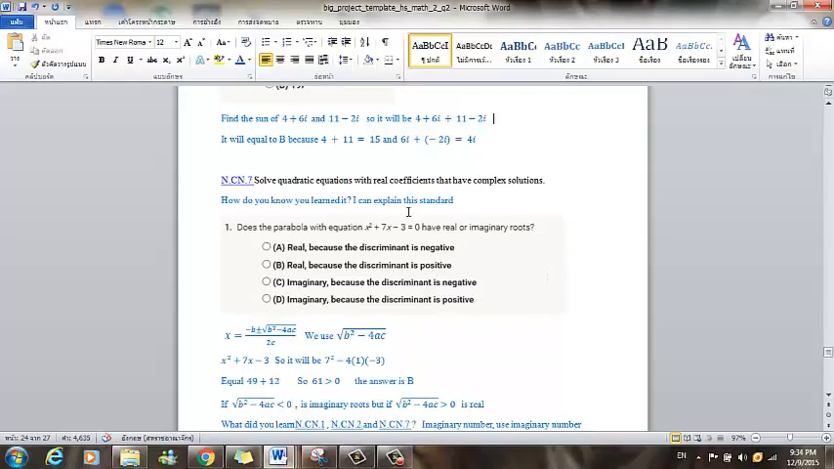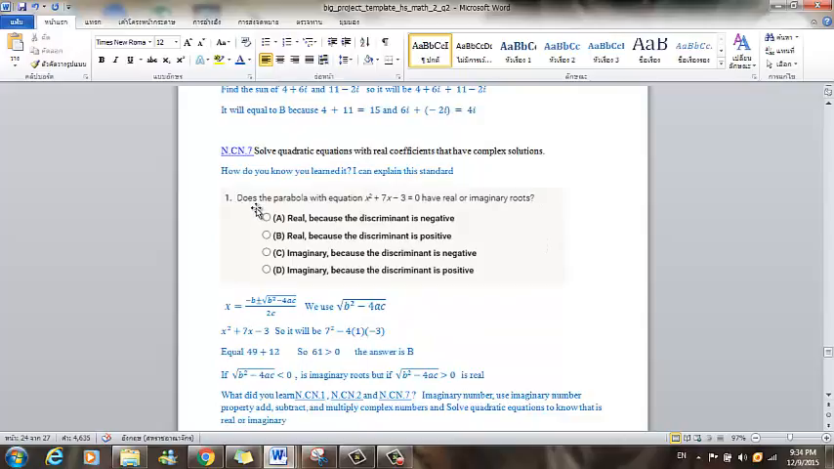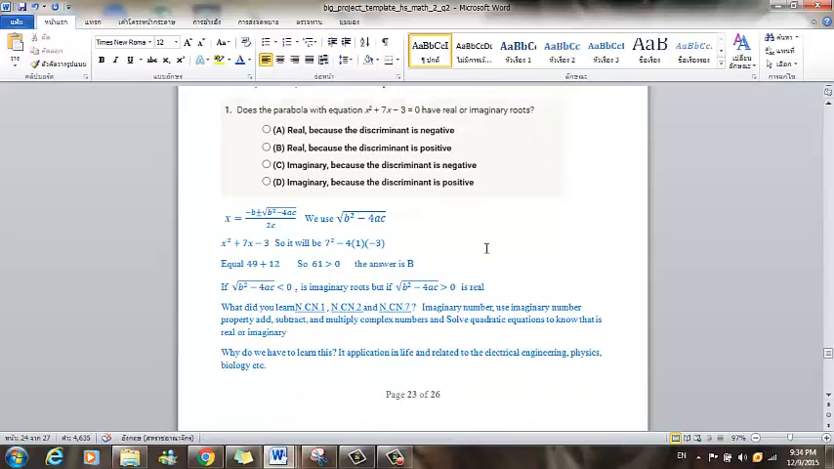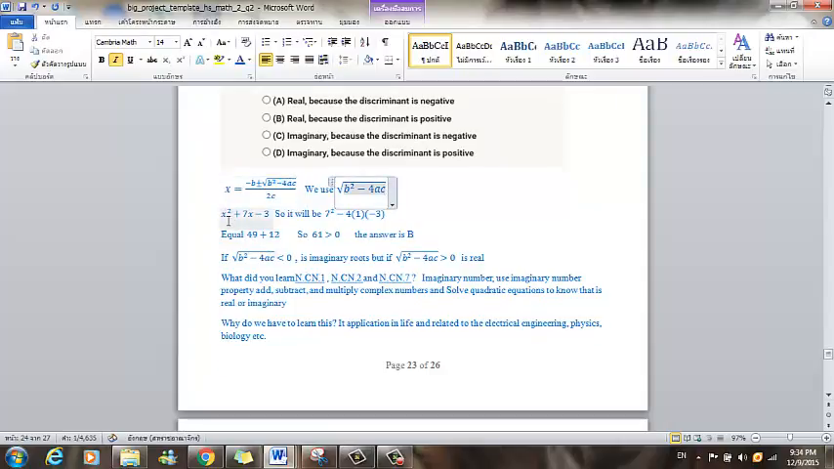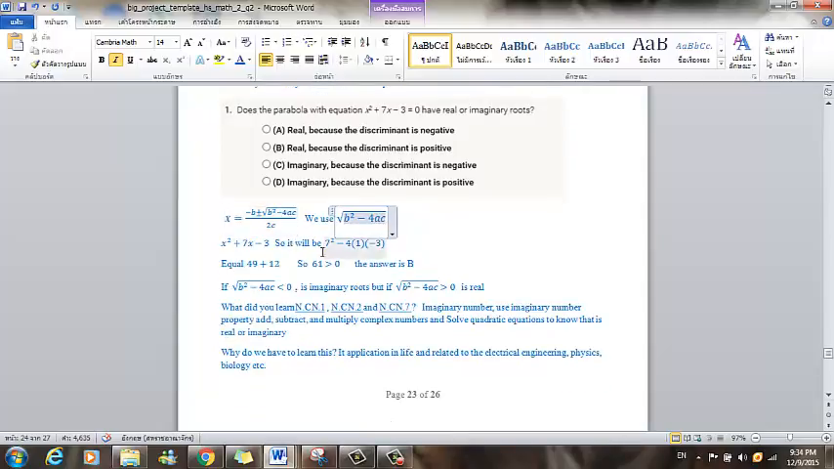For the next standard: does the parabola with equation x squared plus 7x minus 3 equal to 0 have real or imaginary roots? How can we find this? We use the quadratic formula, just this part here. For x squared plus 7x minus 3, as you know, b is 7, because this is a, b, c.